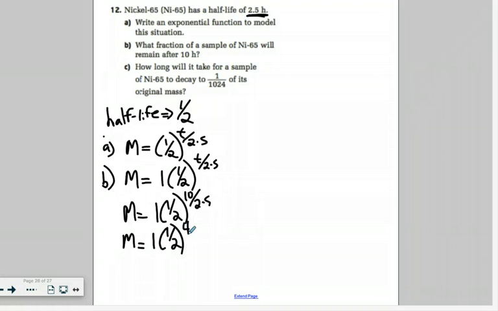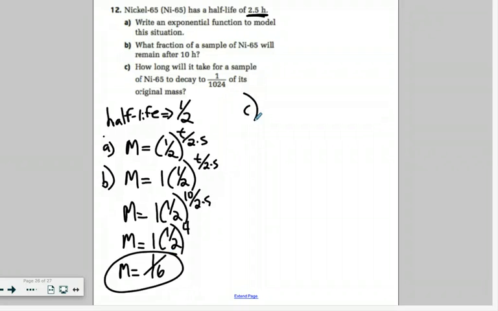So it's 1/2 to the power of 4, and again, what that's going to be, your mass is now going to be 1/16, right, which is 1 to the power of 4 is 1, and 2 to the power of 4 is 16. So the fraction that's left after 10 hours is 1/16 is what's going to be left, okay?